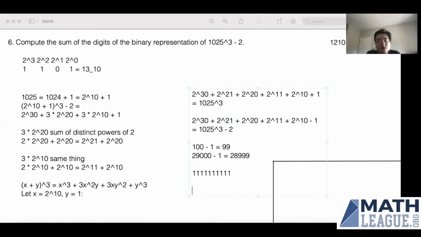Everything else can stay the same, right? You have a 1 in the 2 to the 30th place value. You have a 1 in the 2 to the 21st. You have a 1 in the 2 to the 20th. You have a 1 in the 2 to the 11th. And now you have 10 more ones. So in total, we have 14 ones, which means our digit sum is 14. And we're done because all the rest of the digits are going to be zeros. So that's our final answer, and we're done.